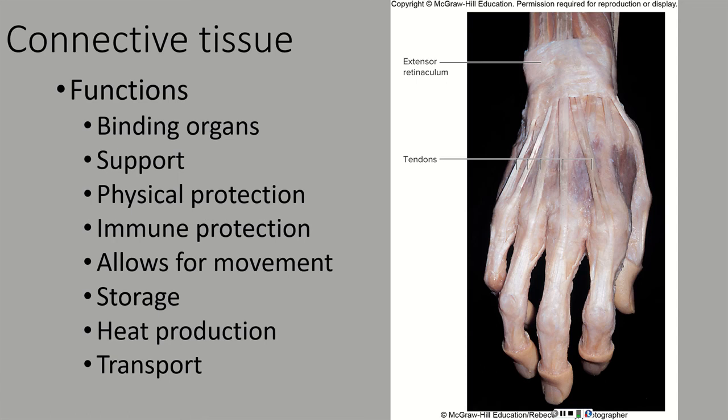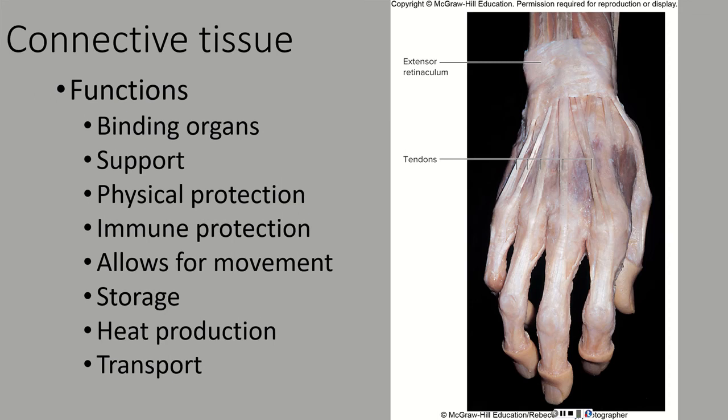Allows for movement. Now, the connective tissue doesn't actually move. Any movement that happens in our body is the result of muscles, but the connective tissue, things like our bones and our ligaments and tendons, they all work together with our muscular system to allow for movement. When our muscles contract, it helps move the angles of our joints. It moves our bones.